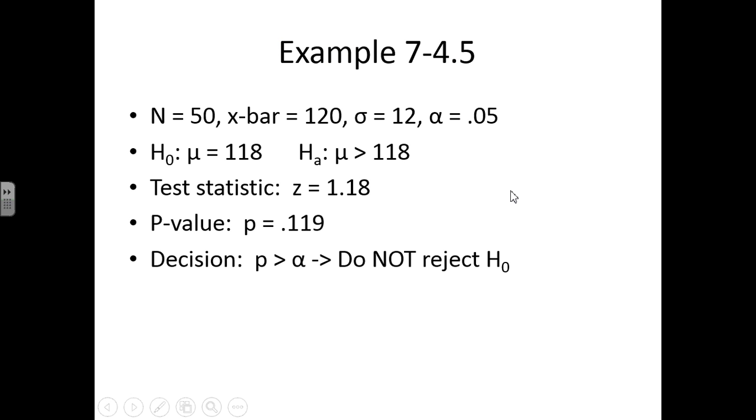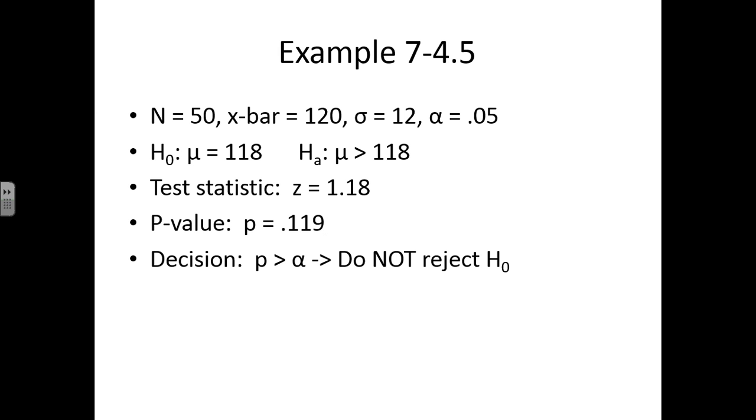So let's try this example. It's chapter 7, section 4, number 5. n was 50, the mean was 120, standard deviation was given to be 12, and our significance level is 5%. Since we're testing the claim that the mean is greater than 118, that is our alternative hypothesis, and the null hypothesis is mu is equal to 118. I want you to write these numbers down, stop the PowerPoint for a minute, go to Minitab, put this information in, and see if you get this test statistic and this p-value.